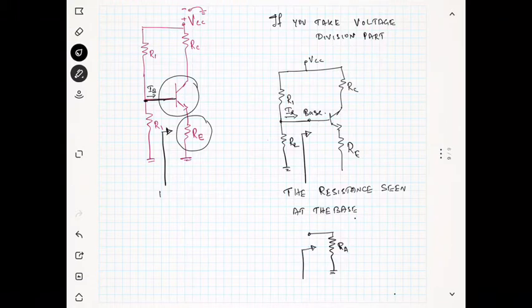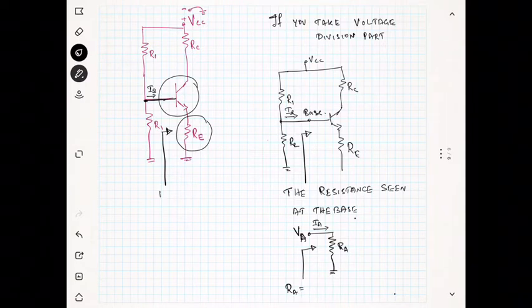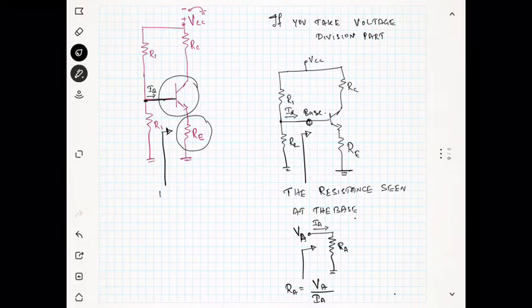It is nothing but how much current is going. The current going is IA, and suppose the voltage is VA, then RA can be obtained by VA over IA. So you can use the same idea to obtain the resistance which is seen at the base, at this point. And at this point you know that the current which is going into the base is IB. Am I correct? So the current is IB.